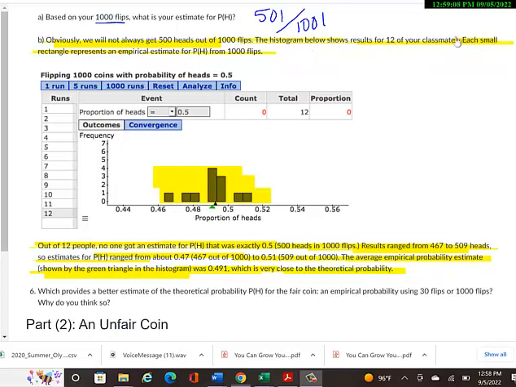Which provides a better estimate of the theoretical probability of H for a fair coin: the empirical probability using 30 flips or 1,000 flips? Why do you think that's true?